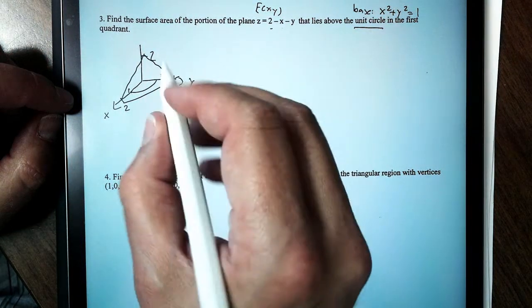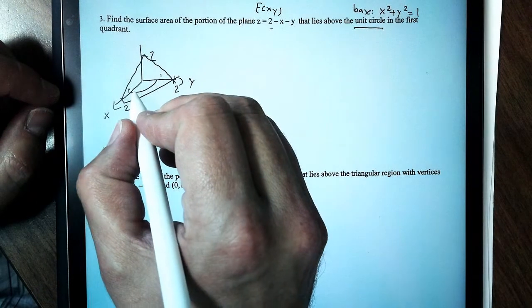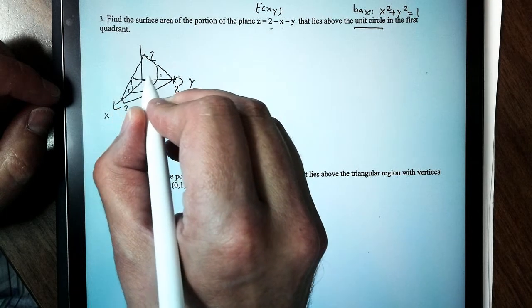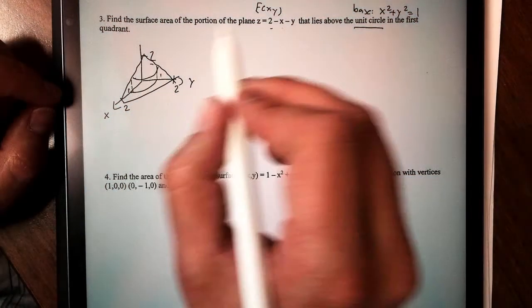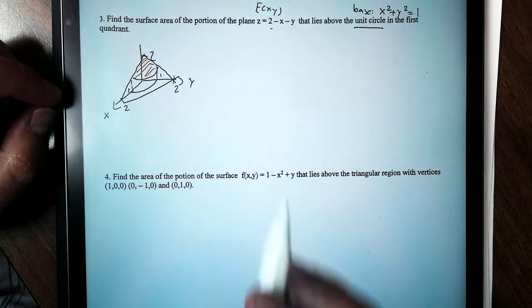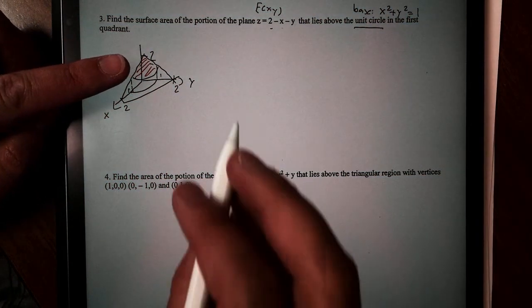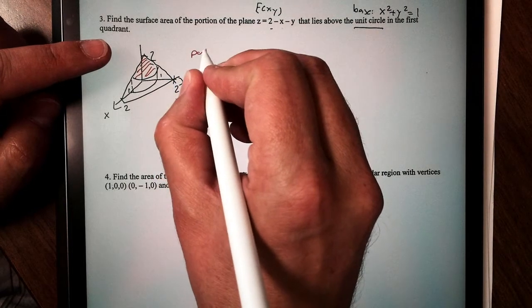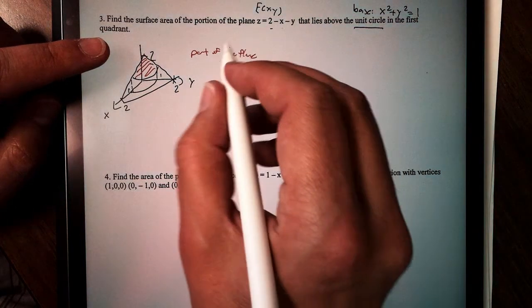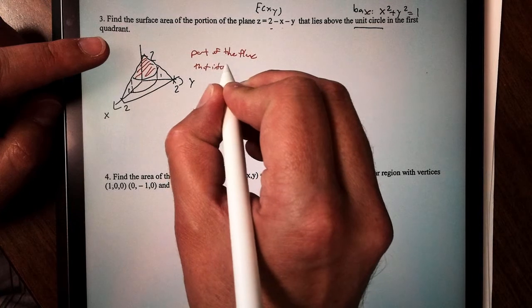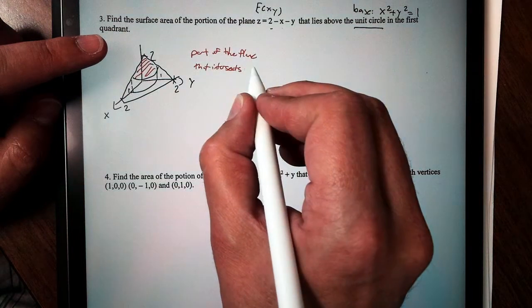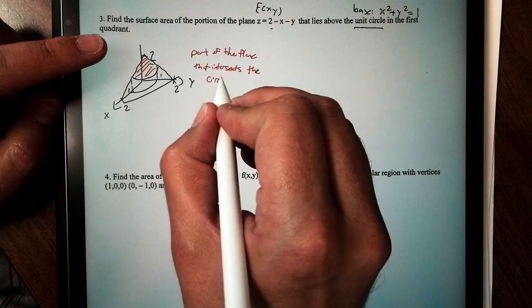And what we're going to do is project that circle, like we've been doing all year, onto this plane. And if we do that, not drawing to scale, what we wind up with is this surface region right up here. So we're looking for this surface up top here. We're looking for the part of the plane that intersects the circle.